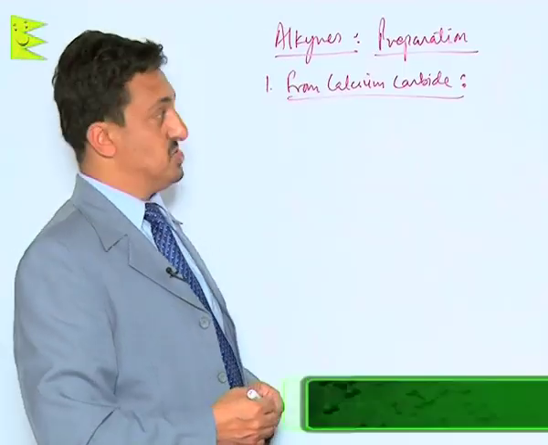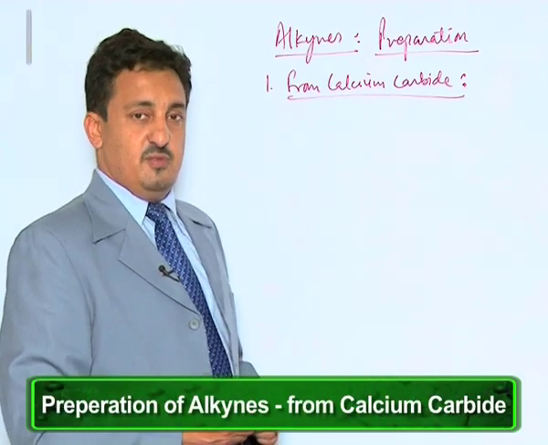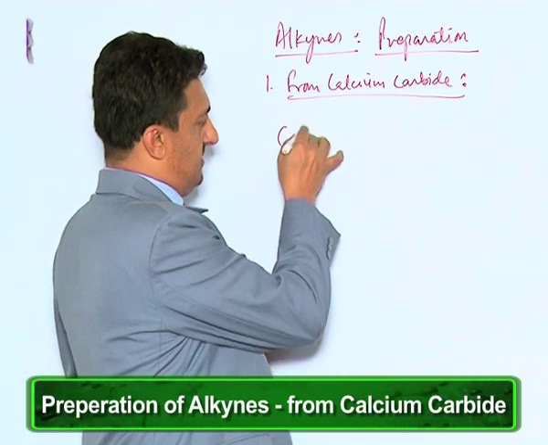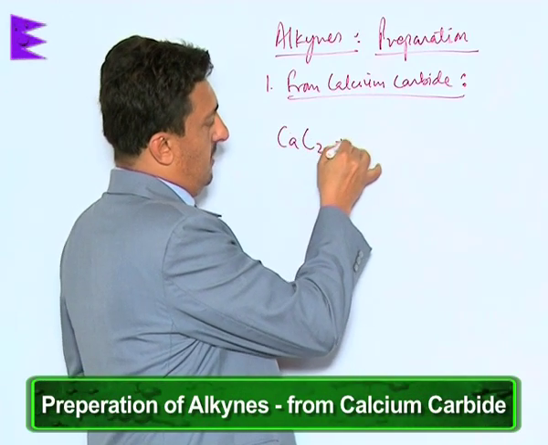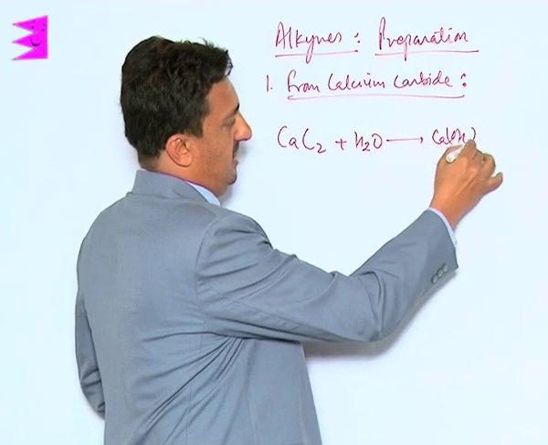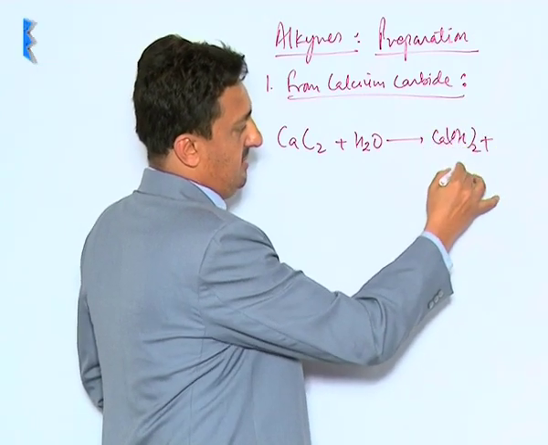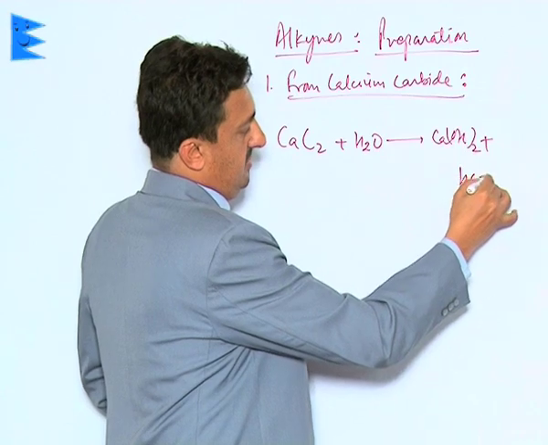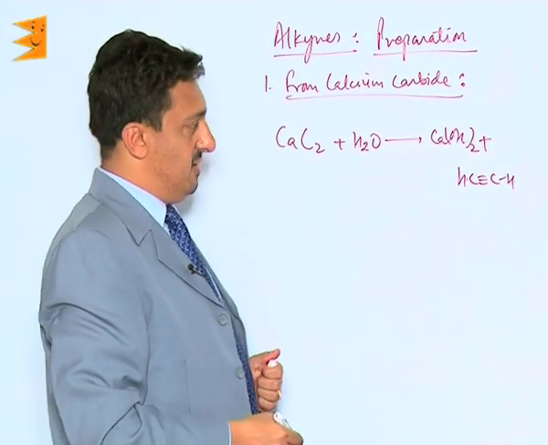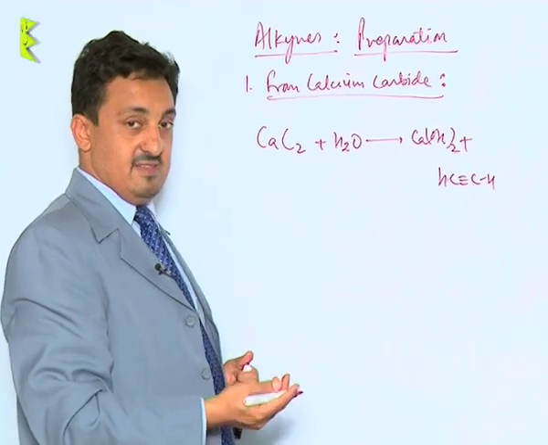Now let us see the preparation of alkynes. The first preparation is from calcium carbide. Calcium carbide, when reacted with water, results in the formation of calcium hydroxide, like lime, and your acetylene. A very important industrial method of preparing the alkynes.